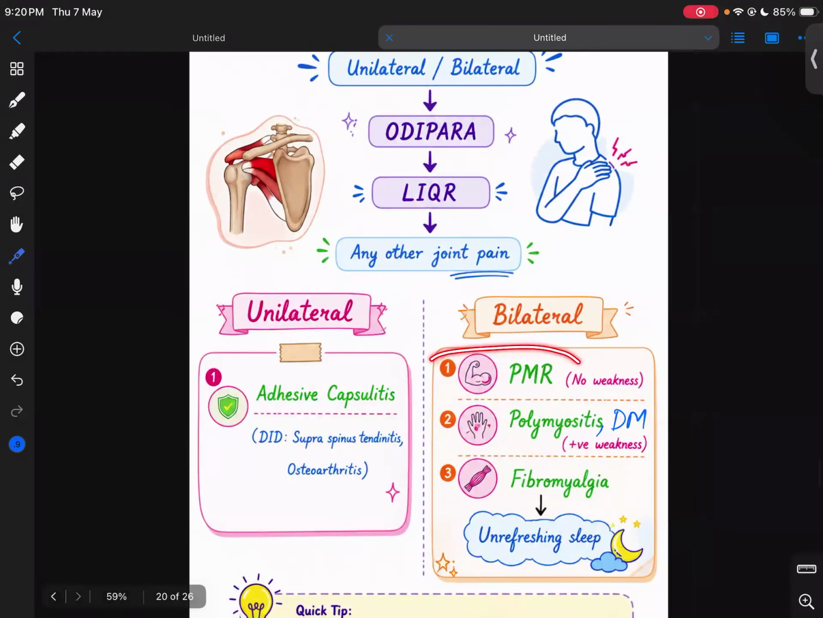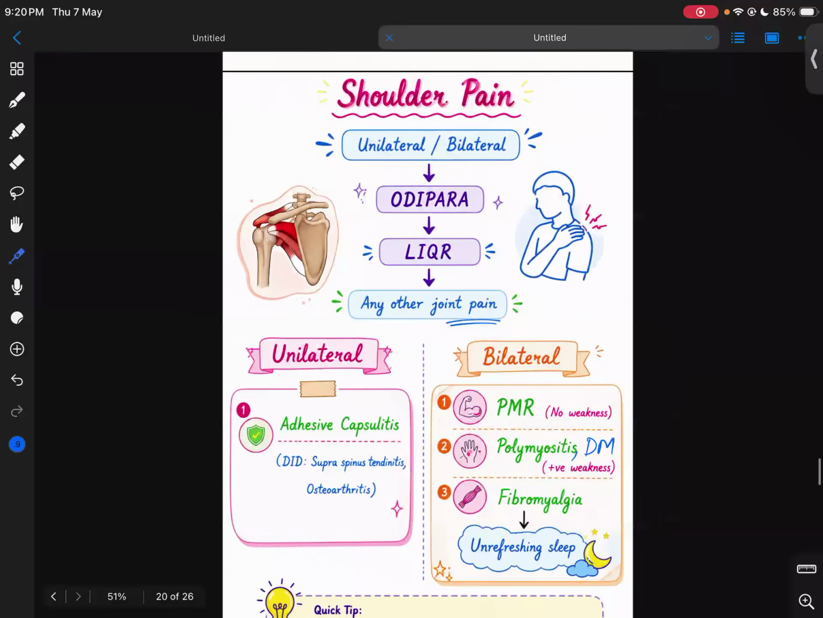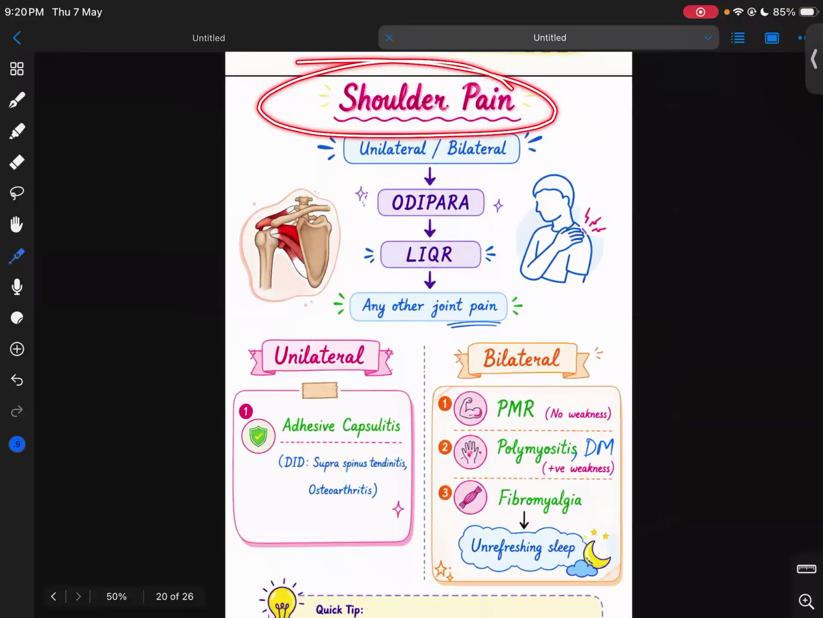So we just have to ask, do you have any morning stiffness? If there is morning stiffness, then it is polymyalgia rheumatica. We have to ask, do you have any weakness combing your hair? If there is any weakness combing the hair, then this is either polymyositis or dermatomyositis. And what about your sleep? Do you have any good sleep at night? To rule out fibromyalgia. And that's all for shoulder pain for the PACES exam.